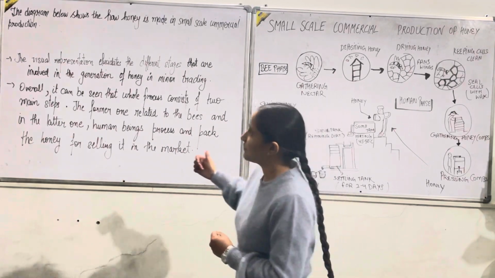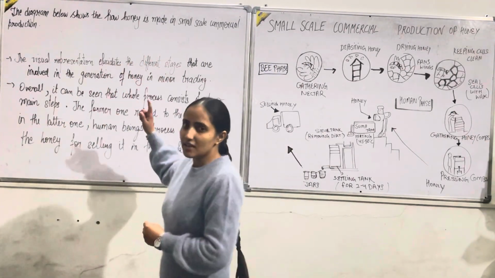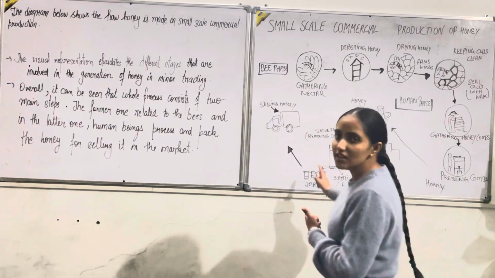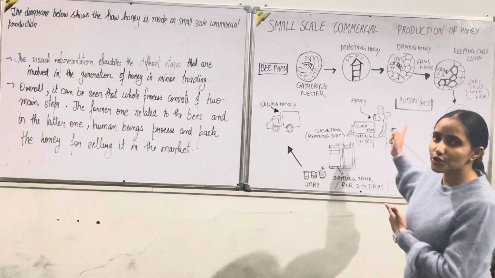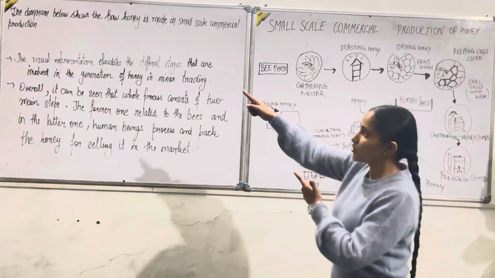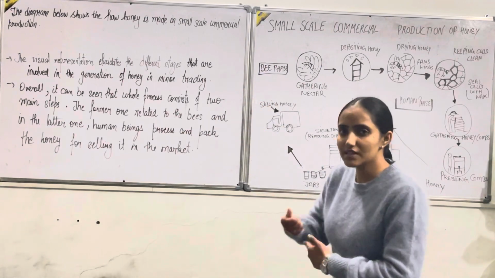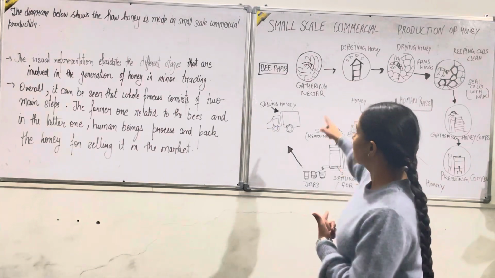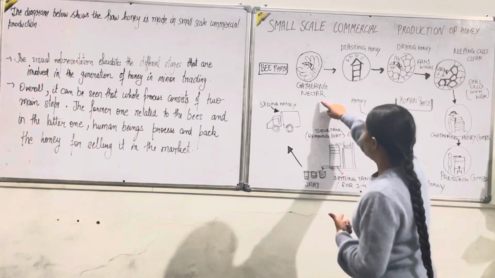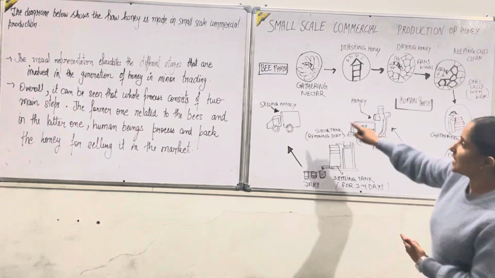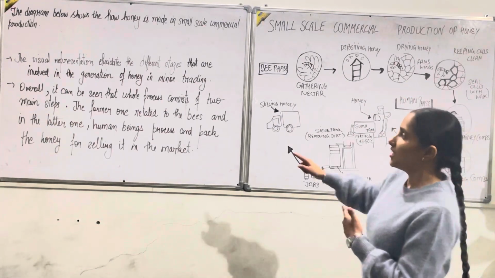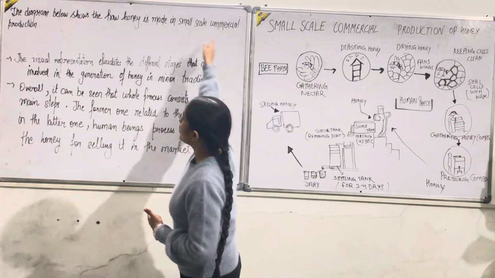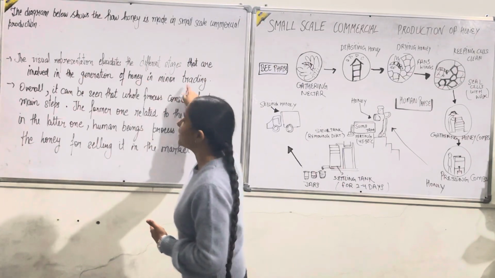So let's start. Firstly, what we need to do is paraphrase the statement. The statement is what? Diagram. Diagram is the graphical representation or the visual representation. Instead of shows we can say it elucidates, it represents, it illustrates the different stages that are involved in the generation of honey in minor trading. For small scale commercial production we can use minor trading.